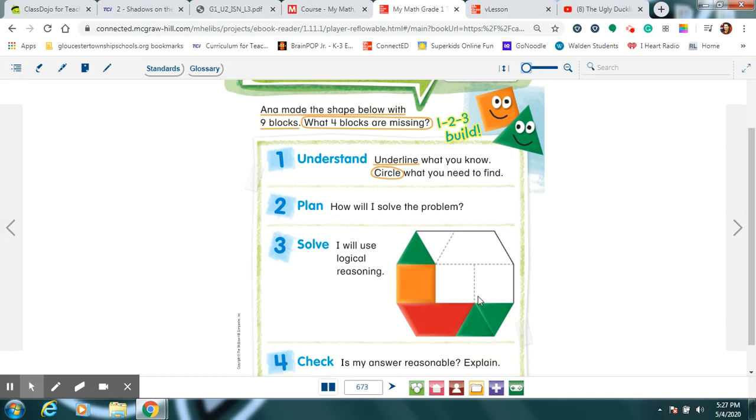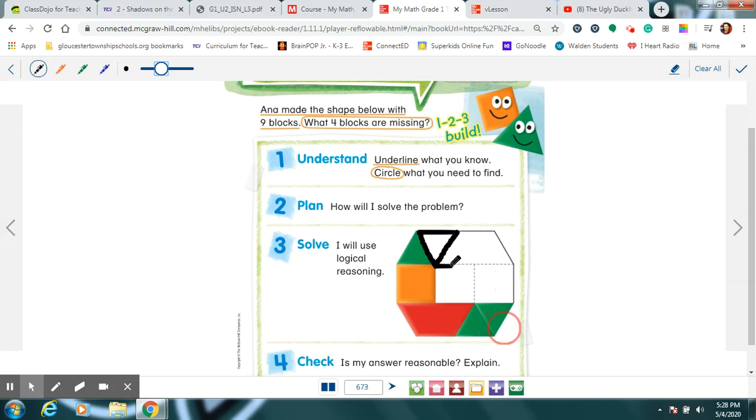Well, this one's not too hard actually, because we can see the shape that is missing because the lines are already drawn in. So with your pencil, you are going to trace those shapes. When you draw this line in, what shape have you made right there? Yep, you made a triangle, didn't you?